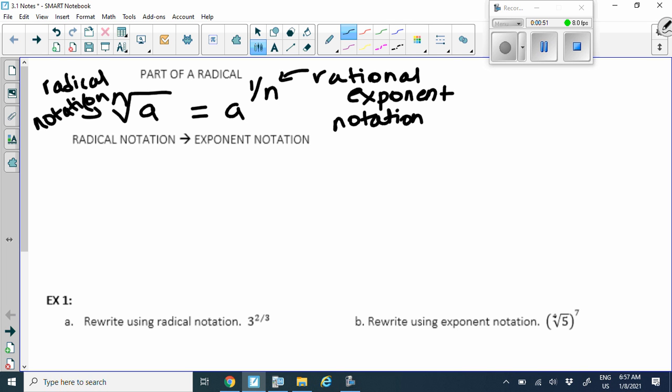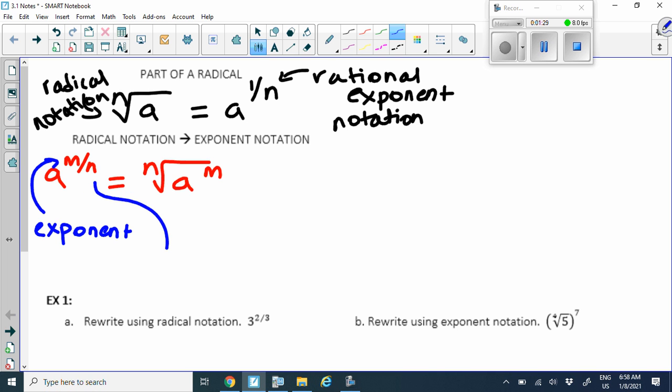Now let's talk about how we can go from our radical notation to exponent notation and vice versa. So we have a to the m over n power. We can actually rewrite this in radical notation. Basically, what this is saying is that we can go to the nth root of a to the m. Now, what do these values mean? So m is going to be your power or exponent, while the n is going to be the root of your radical.